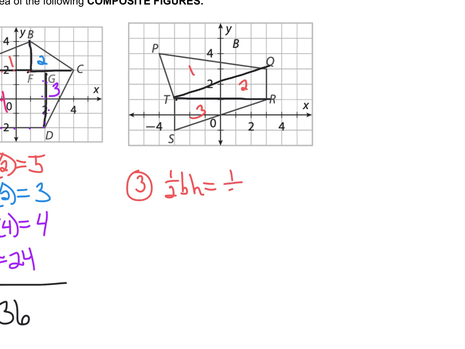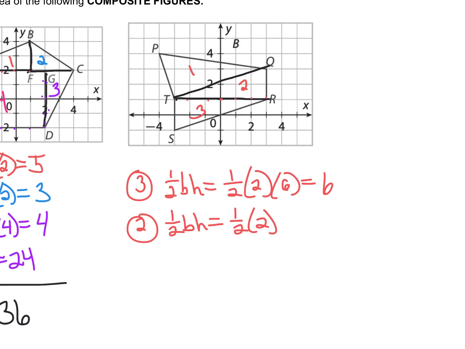The base is 2 or height is 2, doesn't matter. 1, 2, 3, 4, 5, 6. So that gives me 6. And look at number 2, shape 2 is the same thing. 6 and 2. And then number 1, I have to find the length.